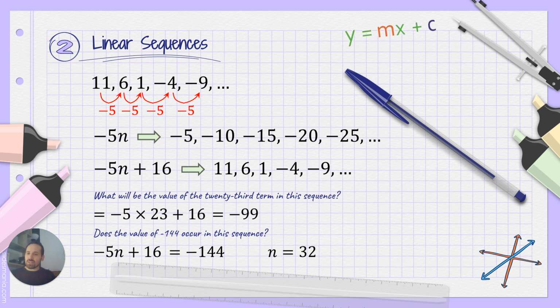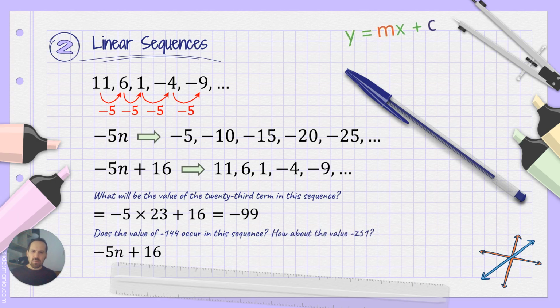Therefore, it does occur in the sequence because it's the 32nd term we found here. But the thing is, when you've got a linear equation like this, it's always going to produce a solution. Like we know we can solve something like this. So when would it prove something is not a term?